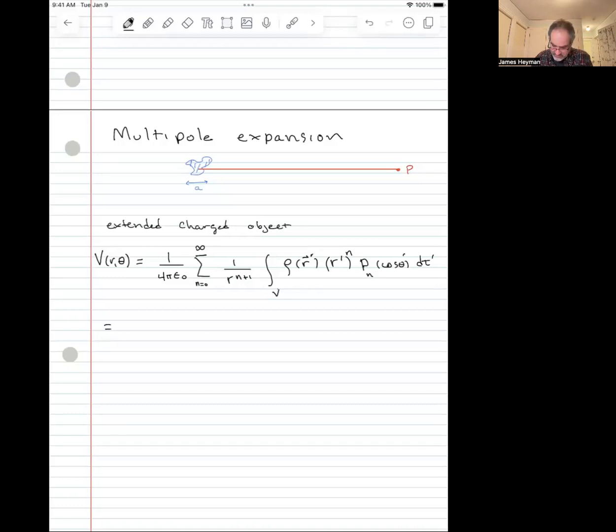So this sum is equal to the first term, where n equals 0, which is just 1 over 4 pi epsilon naught r times the integral of the charge density integrated over the volume. Okay? Of course, the integral of the charge density over the volume, that's just the total charge, right? In any event, this term is called the monopole term.